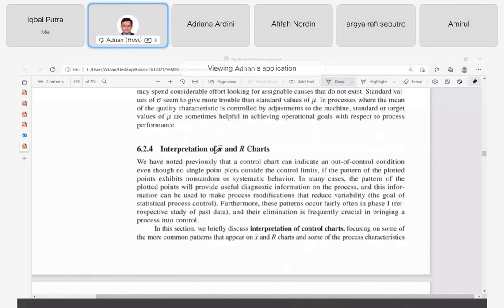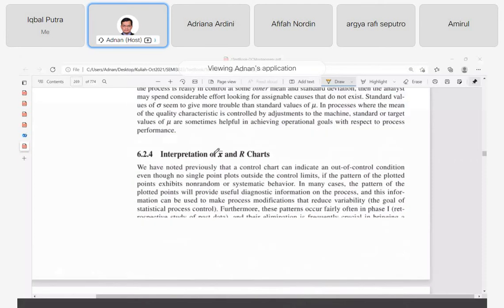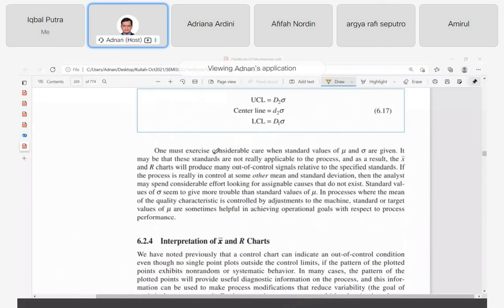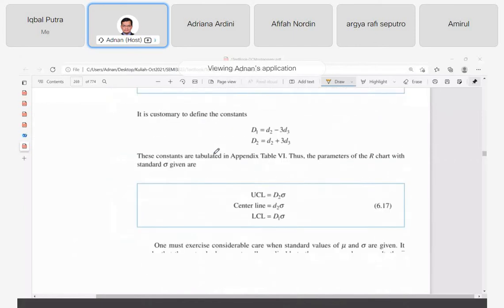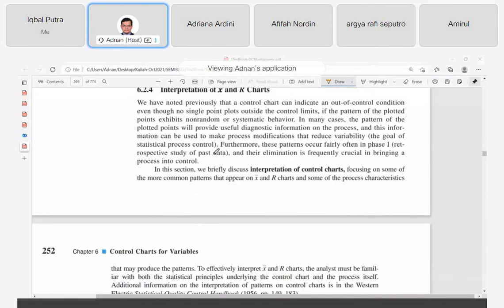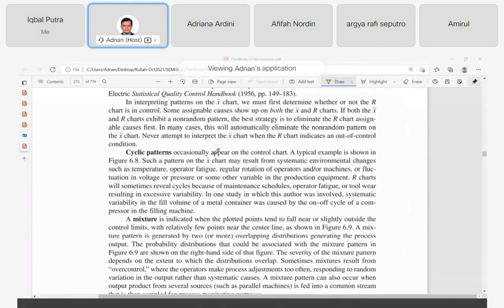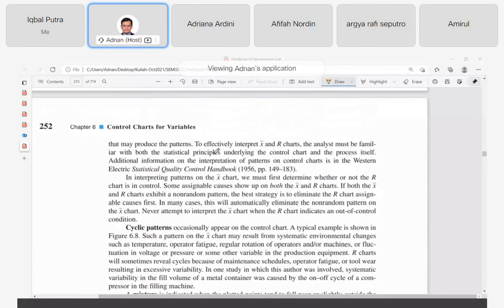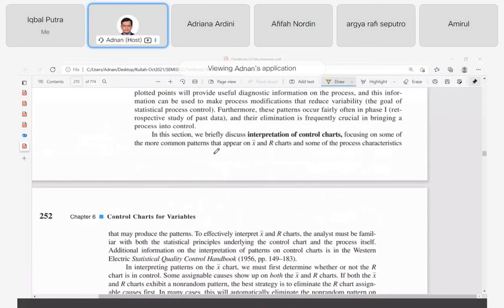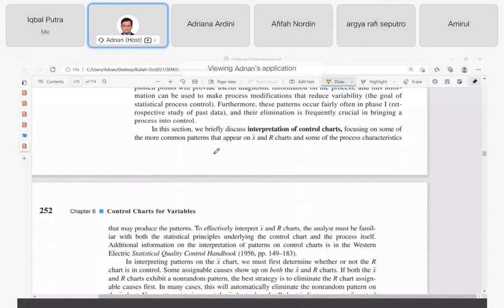Before I move to individual, I need to emphasize this again. Please read the e-books. You already have all these e-books. Interpretation of X bar and R chart. Let me highlight these patterns. Interpretation of control chart.